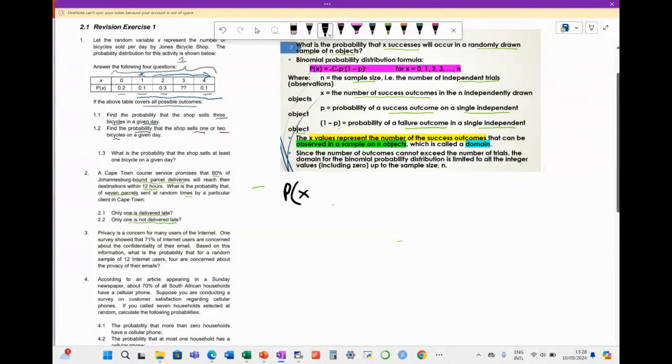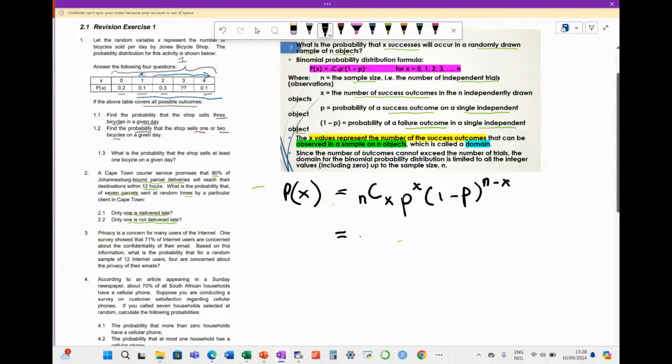Probability X is equal to n choose x, p to the power x, 1 minus p to the power n minus x. So let's substitute. That's all we need to do. We want the probability that this delivery is late.